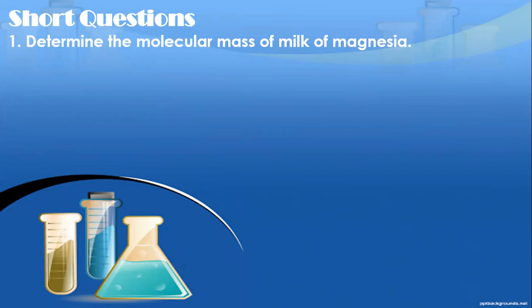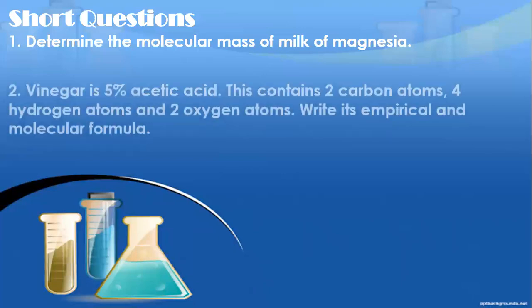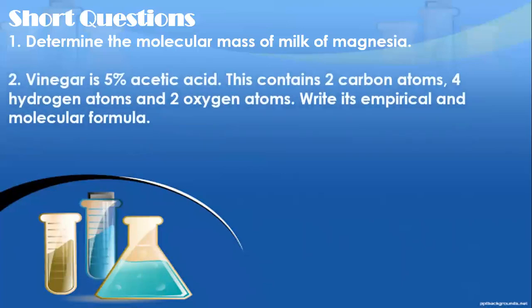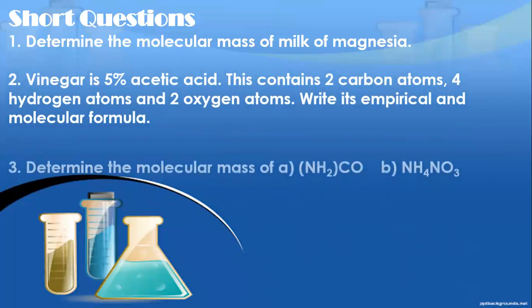marker. The first short question is determine the molecular mass of milk of magnesia. You have to know the formula of milk of magnesia, and then you have to determine the molecular mass of milk of magnesia with the help of the periodic table. The second question is vinegar is 5% acetic acid. This contains 2 carbon atoms, 4 hydrogen atoms and 2 oxygen atoms. Write its empirical formula and molecular formula.